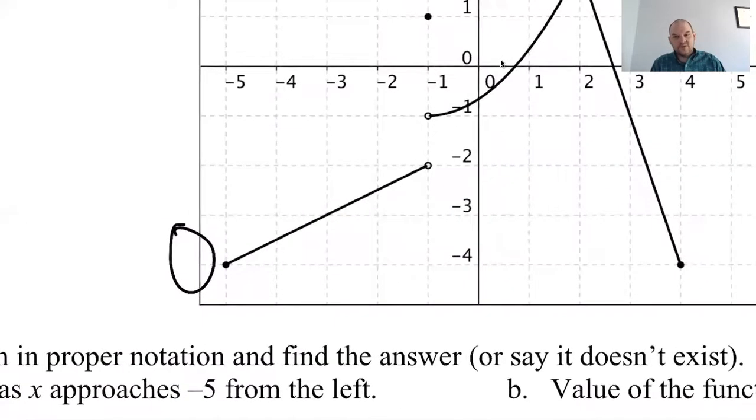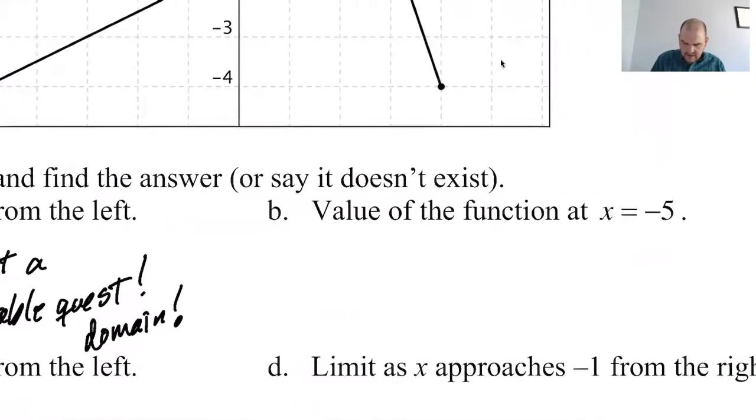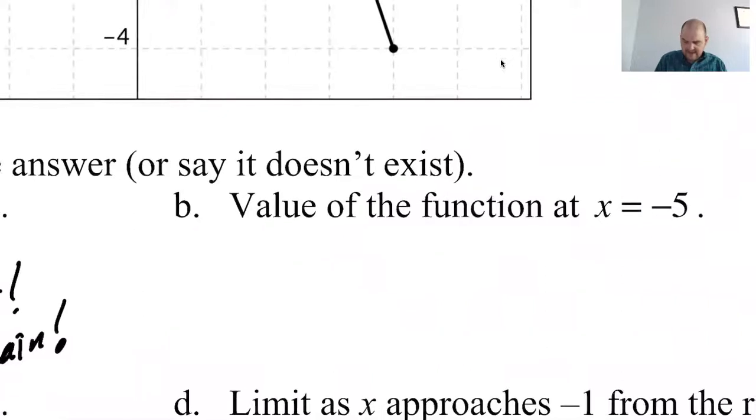So it's not reasonable to ask what the limit is as you approach -5 from the left, because you can't do it. You can't have your little stick figure on the graph walking toward it. It doesn't happen, so it's not a good question. Now, the value of the function at x equals -5.